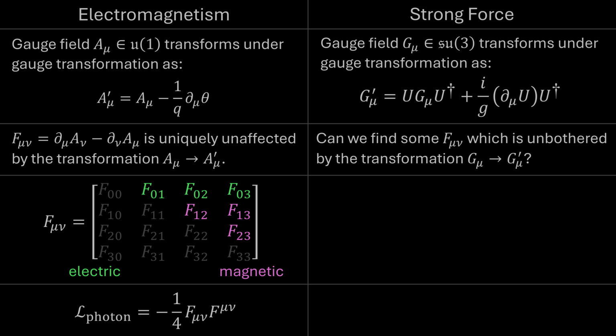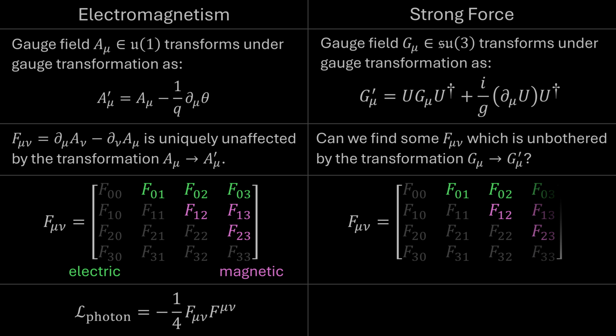So, spoiler alert, we are going to be able to find a rank 2 field strength tensor, F mu nu, and much like the 6 ways of electromagnetism, we're going to find there's the 6 ways of the strong force. And the fields that these 6 ways correspond to, if you want to break it up in the language of electricity and magnetism, you can think of them as color electric and color magnetic fields. But there's a plot twist.